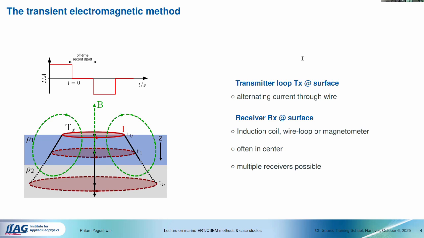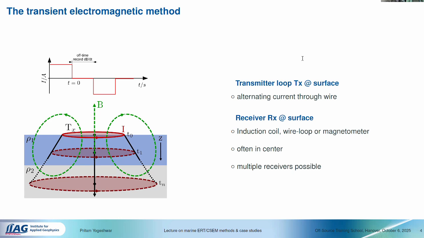A loop source is a wire laid out at the surface, and we pulse the wire with a current. What we usually do is use this rectangular current here. So the current is on, the current is switched off at time equals 0, then the current remains off, then the current is reversed. Every time we have the current on, we have a wire with current, and this will generate a magnetic field, a primary magnetic field. So it's the right-hand rule.